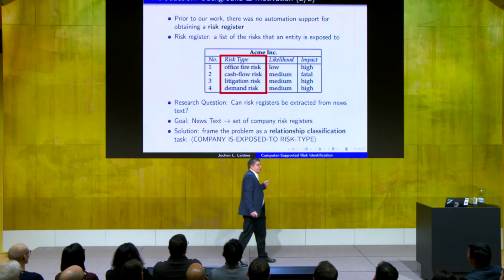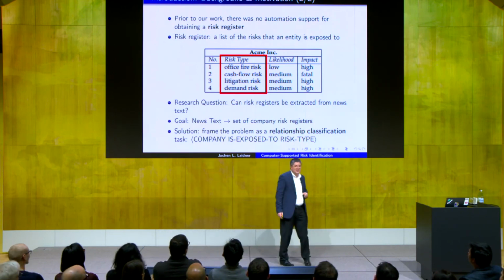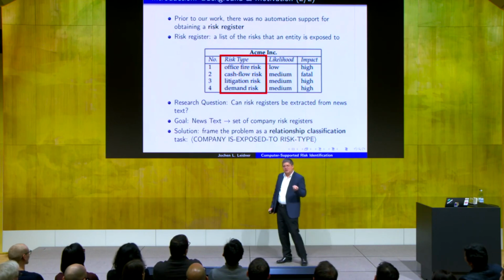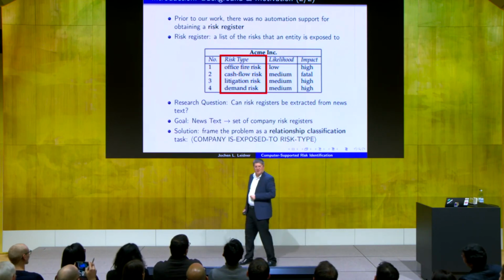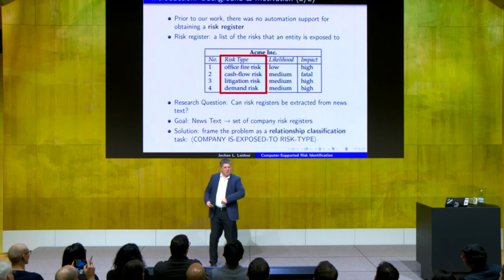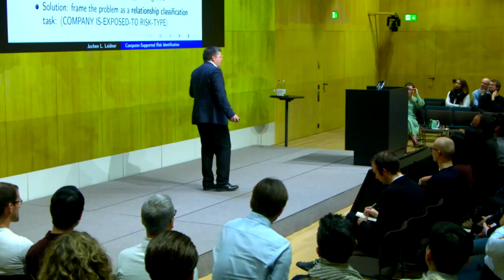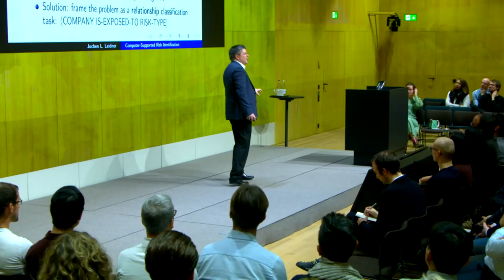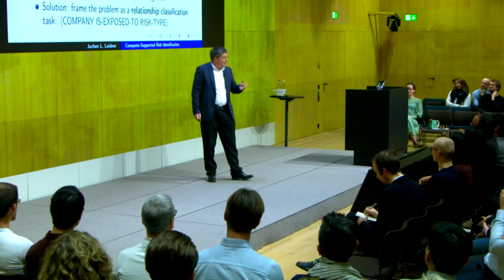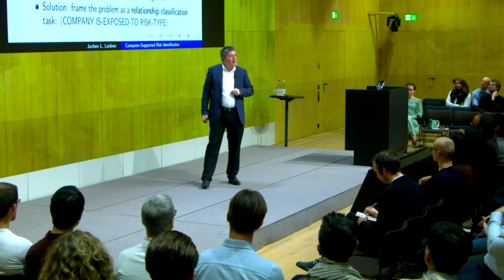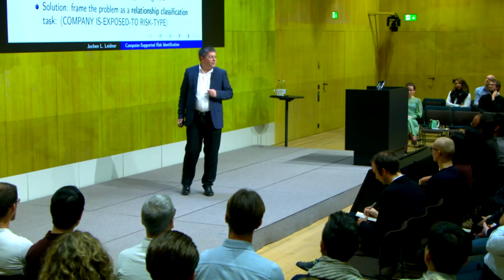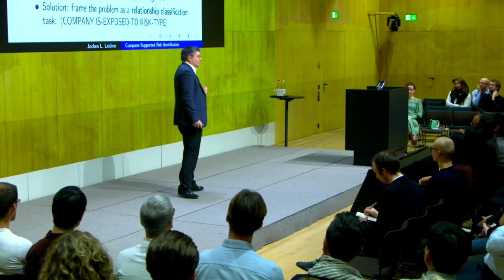So this is not about determining the probability with which a risk turns into a bad event. This is also not about somehow magically calculating some impact of something that might happen. This is really just the first step of identifying what's here in this red box, the set of all the risks that an entity is exposed to.